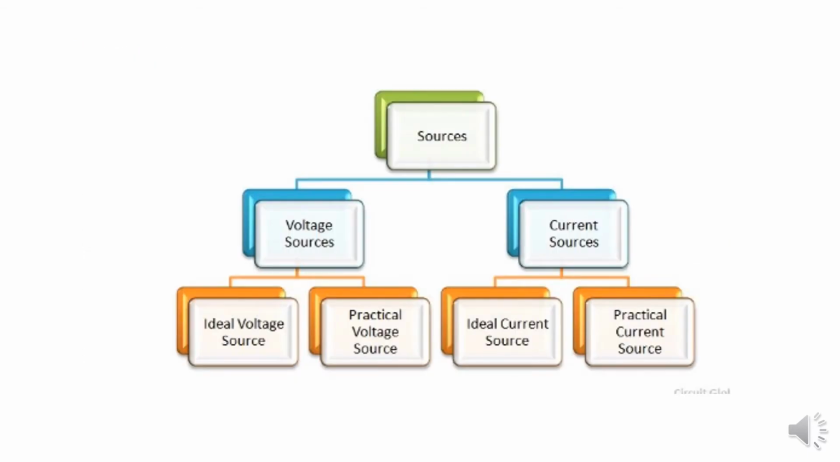So there are different types of sources, for example, voltage source and current source. The voltage source is again divided into ideal voltage source and practical voltage source. Similarly, the current source is divided into two types, ideal current source and practical current source. So what is the meaning of ideal and practical, that we are going to discuss here.